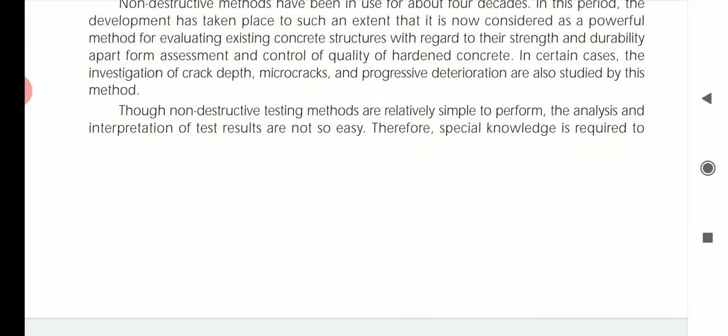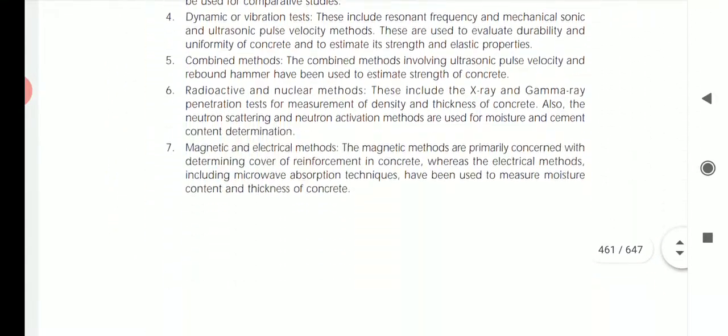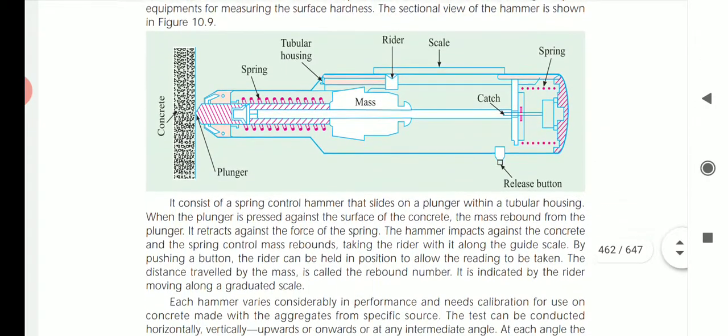this method. So what is the crack depth which has occurred in a hardened concrete, how many micro cracks are there, and what is the extent of deterioration of the concrete, that we are going to measure from these tests. So I'll directly go to the first test, that is the rebound hammer test.